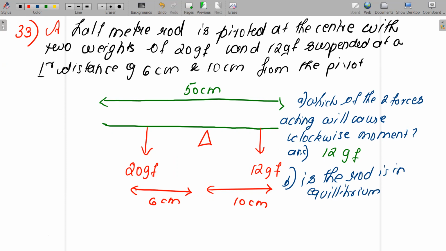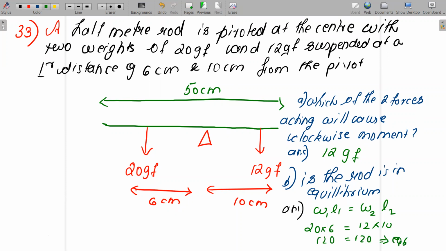Clockwise moments, which one is causing, you guys can understand, right? Which is the mass at clockwise, you just want to check whether they are in equilibrium. If you want to check, what you have to do? W1 L1 is equal to W2 L2, you should check. That means 20 into 6 should be equal to 12 into 10, 120 equal to 120. Hence, they are in equilibrium. Understood? 20 into 6, 120, 12 into 10, 120, right?